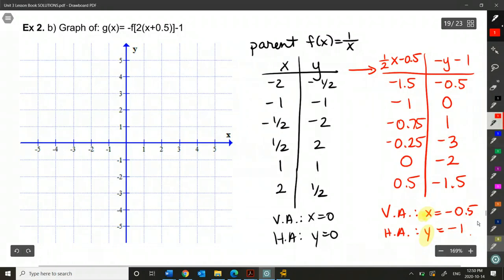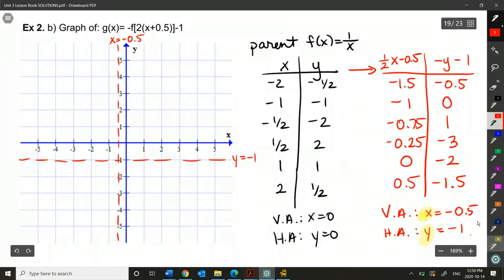Okay, let's graph our asymptotes here. Our vertical asymptote is at negative 0.5, so that should be here. We're going to label it with its equation, so it will be x equals negative 0.5. And same thing with the horizontal asymptote at negative 1 down here. Now, if I've done this right and I've calculated my points correctly, my points shouldn't cross over the asymptotes for each of those 3-point sections.